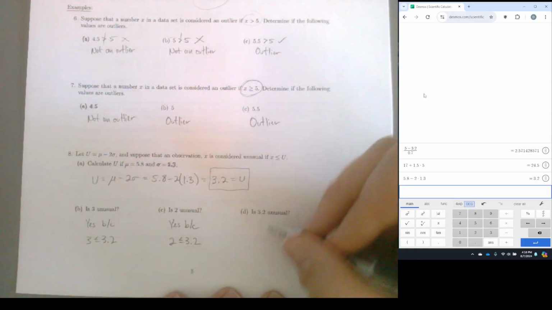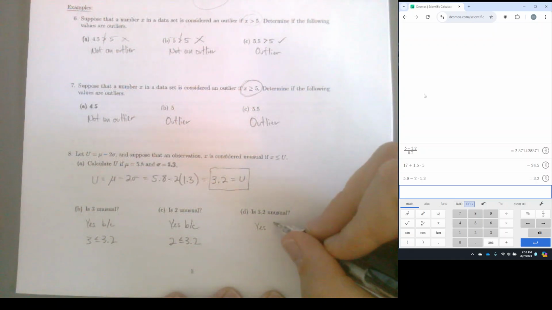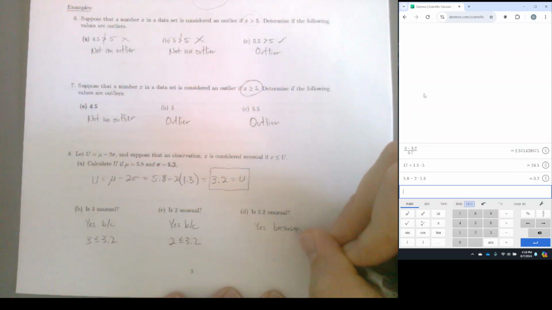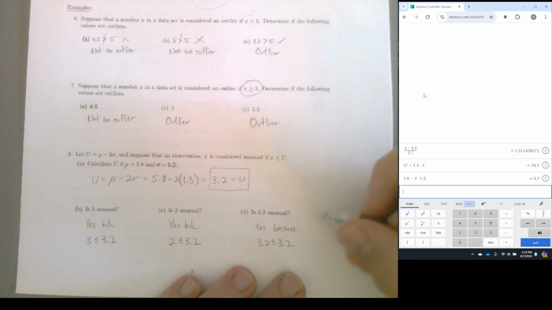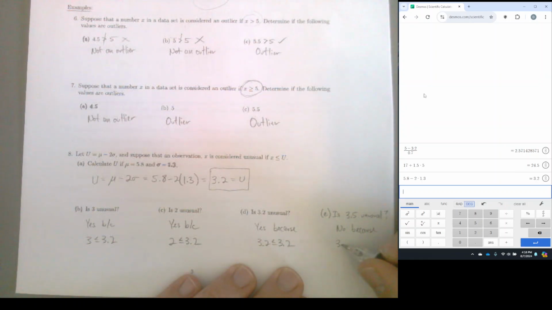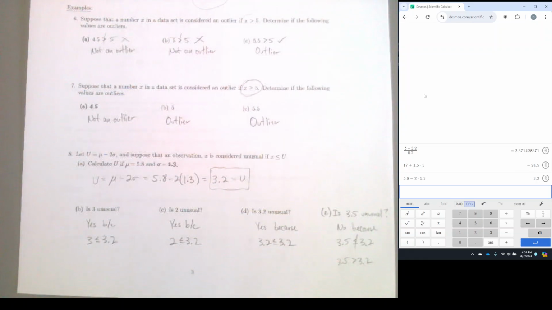Is 3.2 unusual? Again, the answer would be yes, because 3.2 is less than or equal to 3.2. And just for good measure, I suppose, we could say, is 3.5 unusual? And the answer here would be no, because 3.5 is not less than or equal to 3.2, right? 3.5 is greater than 3.2. Okay, so that'll do it for this review.